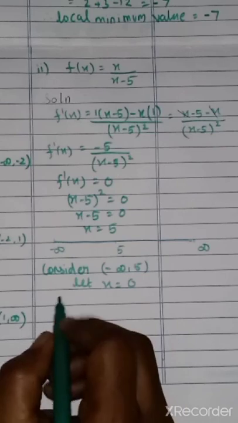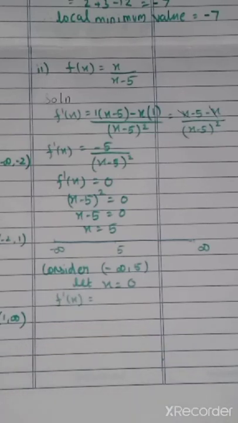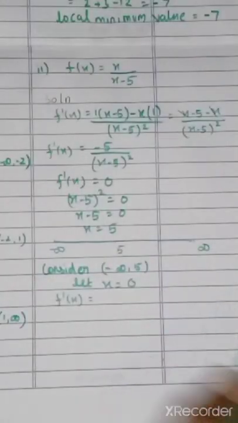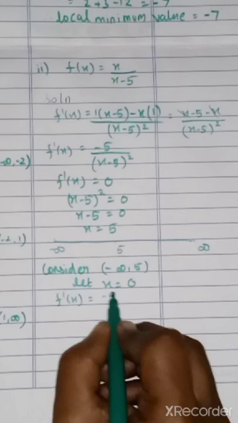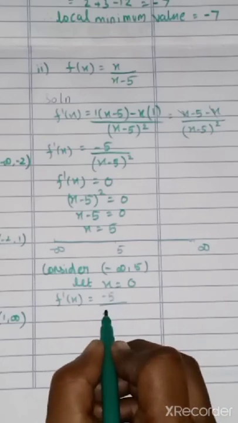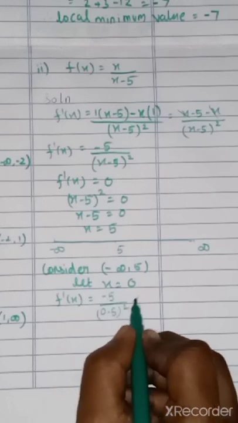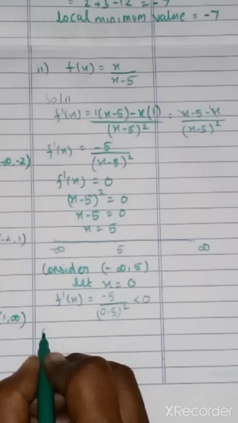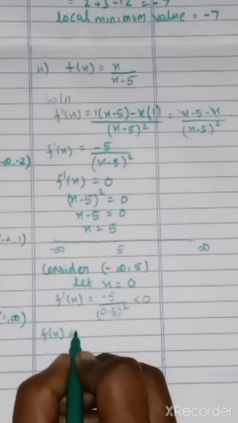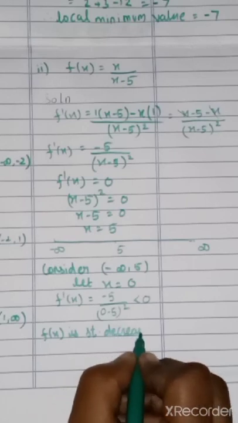Okay, so f dash of x equal to minus 5 by (0 minus 5) the whole square. So 5 fives are 25, and since there is minus 5, it is less than 0. Correct? So since it is less than 0, f of x is strictly decreasing.